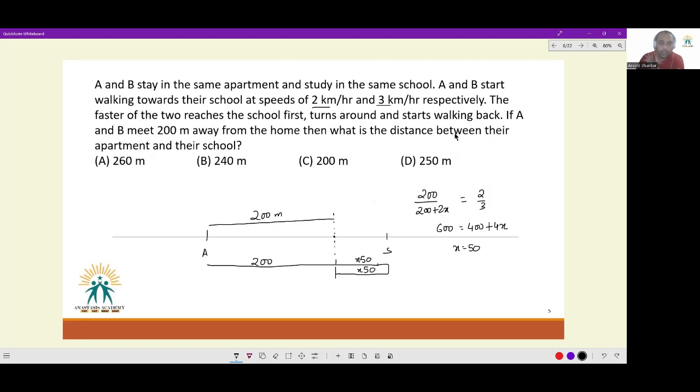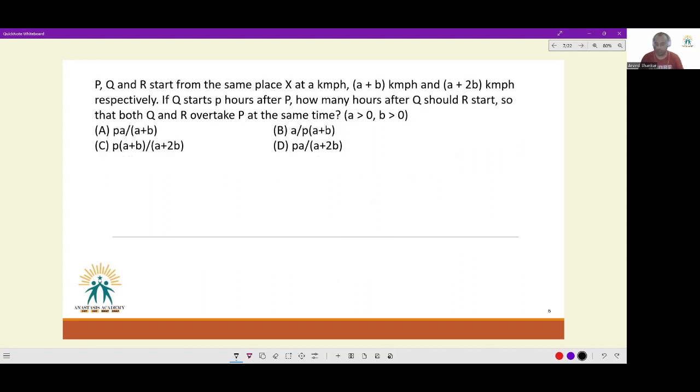Finally, we have been asked what is the distance between their apartment and their school? 200 plus 50. The distance between the apartment and their school is 250 meters, so option D is the right answer. Okay, next question. And this is one of my favorite questions, because there is a very smart way of managing this.